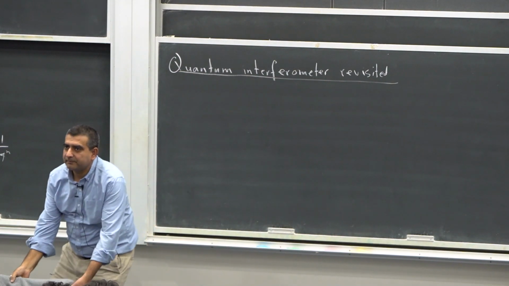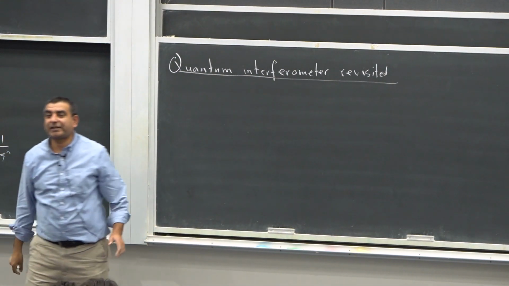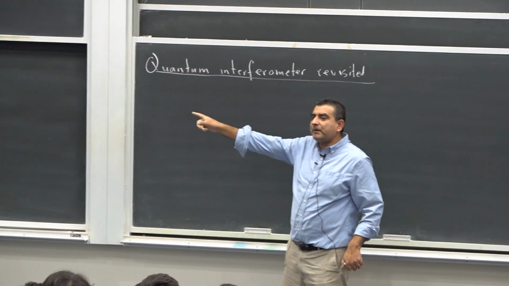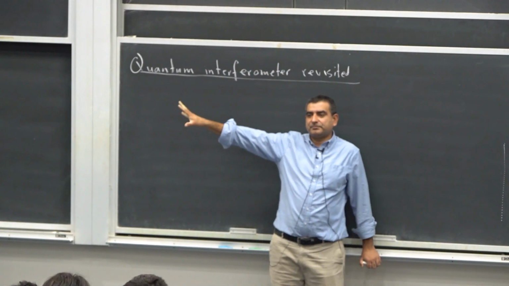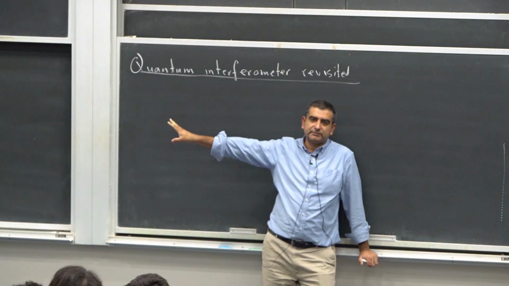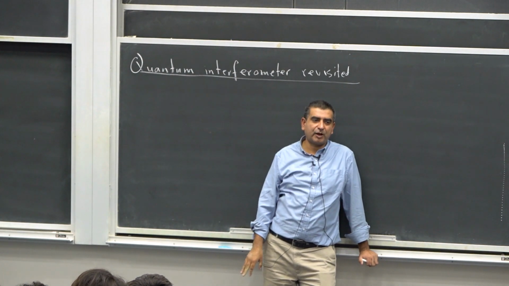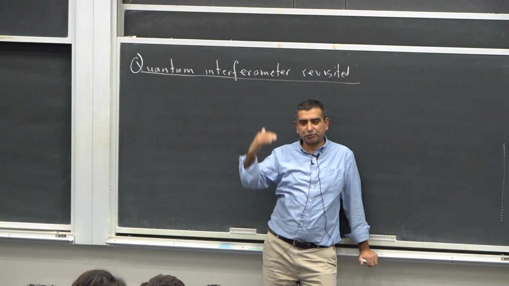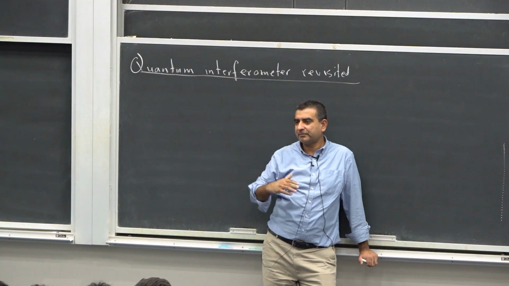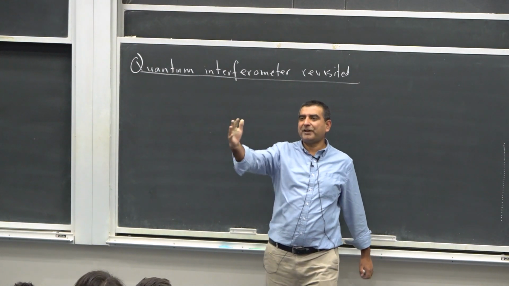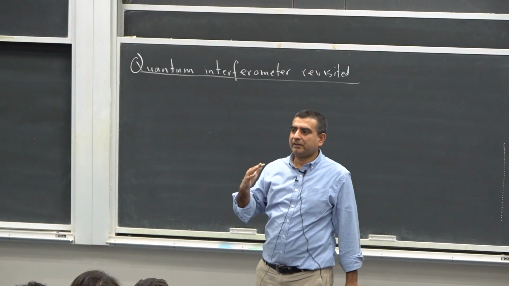Now, I need your 10 minutes of close attention, because is our quantum system, can we call it a qubit? Is it a qubit? A quantum bit? Why not? It is a quantum bit. It's a 2-level quantum system, 2 degrees of freedom. It's a qubit. Any 2-level quantum system is a qubit.